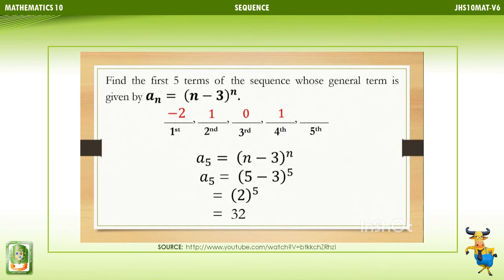And for our fifth term, we have 5 minus 3, that is 2, and 2 raised to 5 is 32. So we now have the first 5 terms of the general term a sub n is equal to the quantity of n minus 3 raised to n. We have negative 2, 1, 0, 1, and 32.